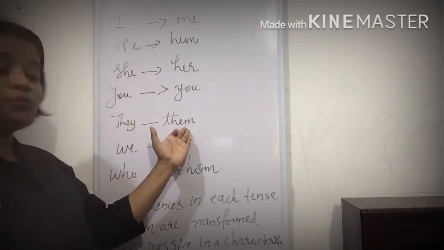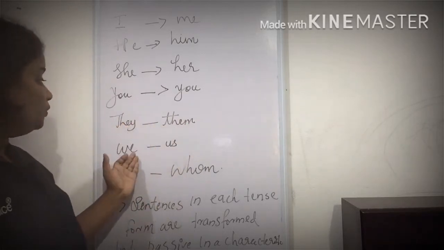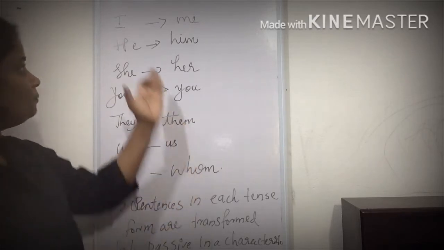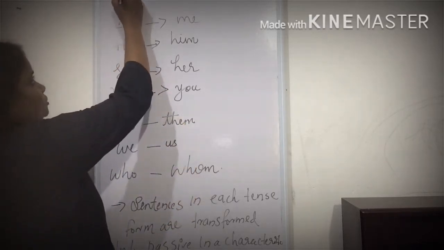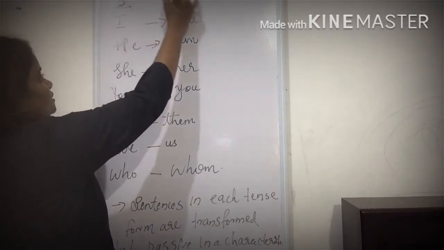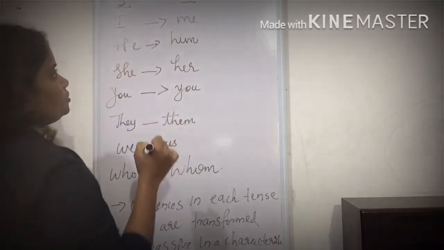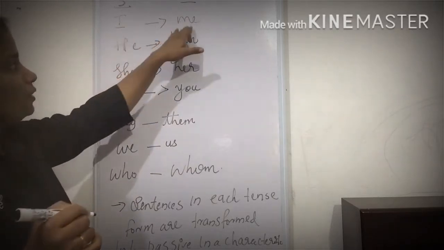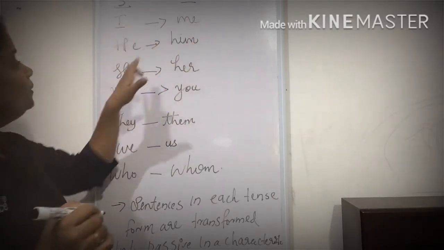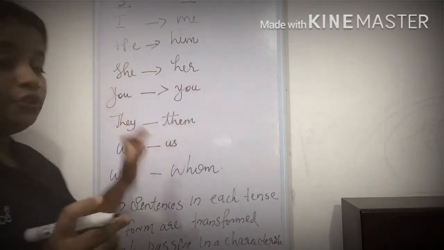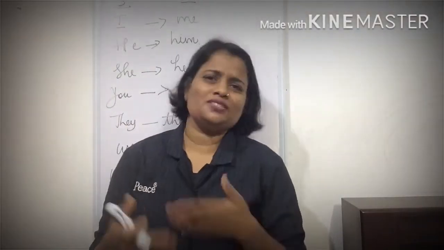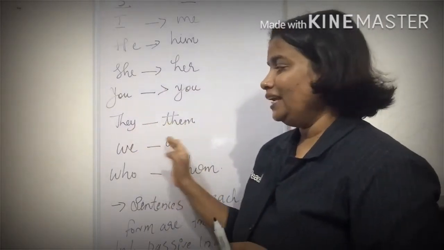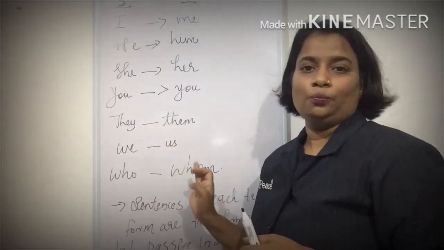They change to them. We to us. Who, whom. I repeat once again. This is the subjective case and this is the objective case. Subject changed to object. I changed to me. He changed to him. She changed to her. You changed to you itself, because there is no change at all. They, them, we, us, who, whom.